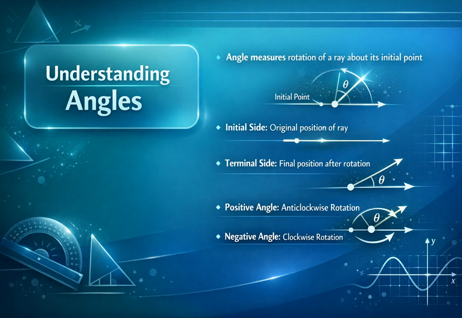Let's understand what an angle really is. An angle measures the rotation of a ray about its initial point. The original position is called the initial side, and the final position after rotation is the terminal side. If rotation is anti-clockwise, the angle is positive. If clockwise, the angle is negative.